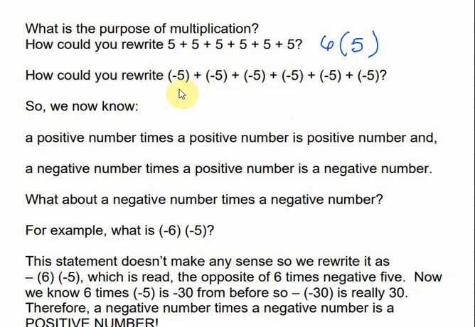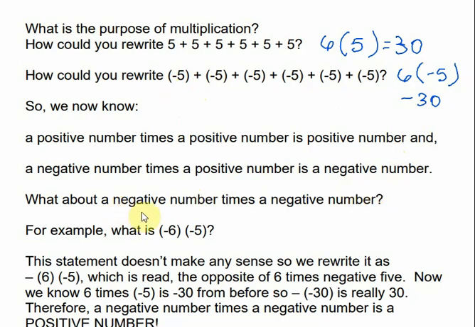How could we rewrite -5 plus -5 6 times? We could say that we have 6 -5s. So we know that a positive number times a positive number is a positive number, and a negative number times a positive number is a negative number. So if we were to multiply 6 times 5, we would get 30, which is the same thing as if we added 5 to itself 6 times. And if we were to multiply 6 times -5, that would give us a -30, because again, it's the same thing as adding -5 to itself 6 times.